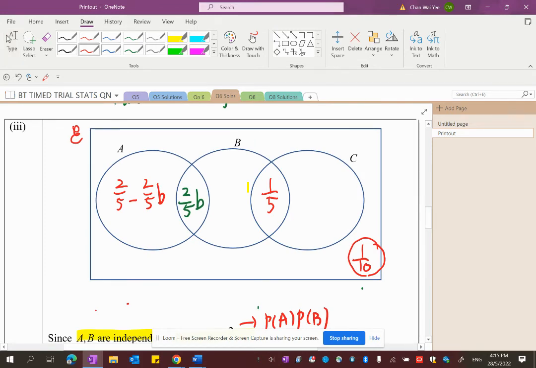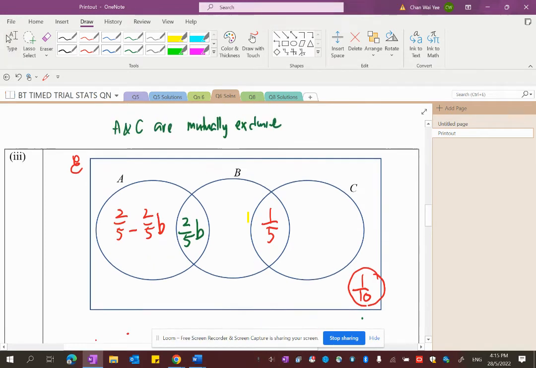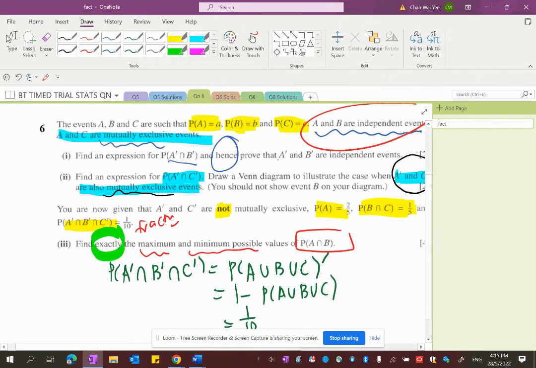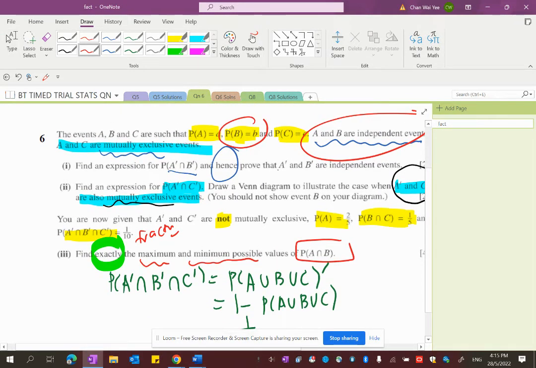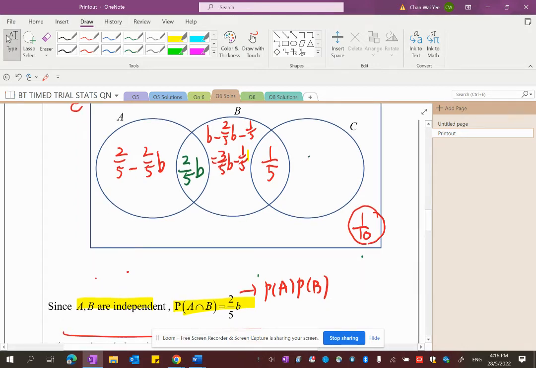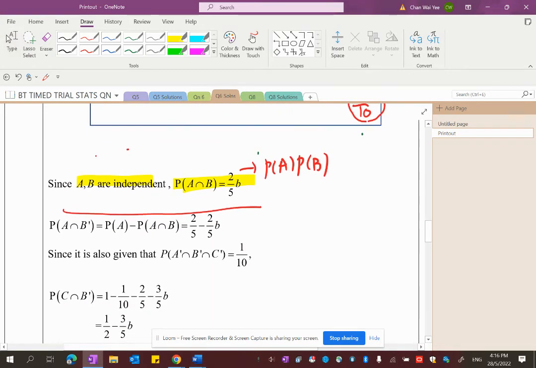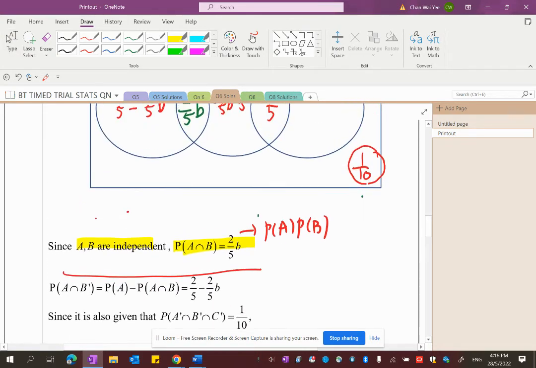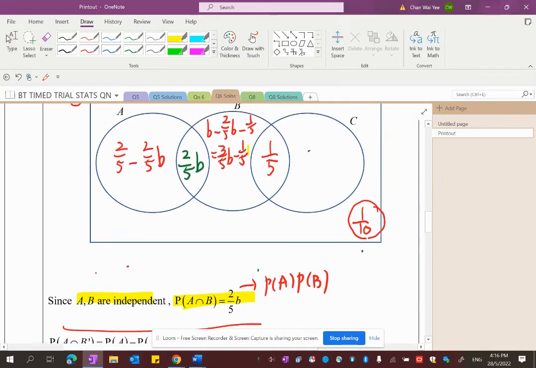The probability of B is given as small b, which is reflected here. If we apply this, we will know that this part is B minus 2/5 B minus 1/5, so that will give us 3/5 B minus 1/5. Then to find this portion here, we take the whole thing, which is 1, minus 1/10, which is outside, and minus all this.